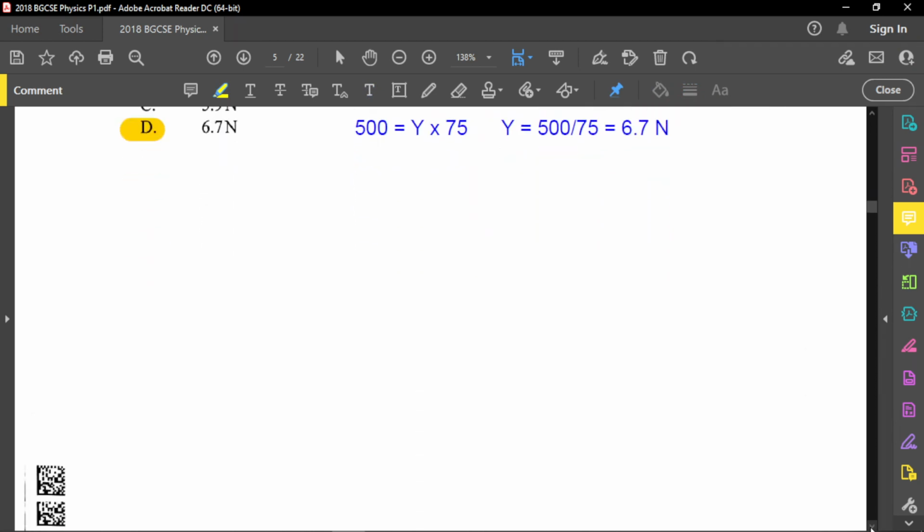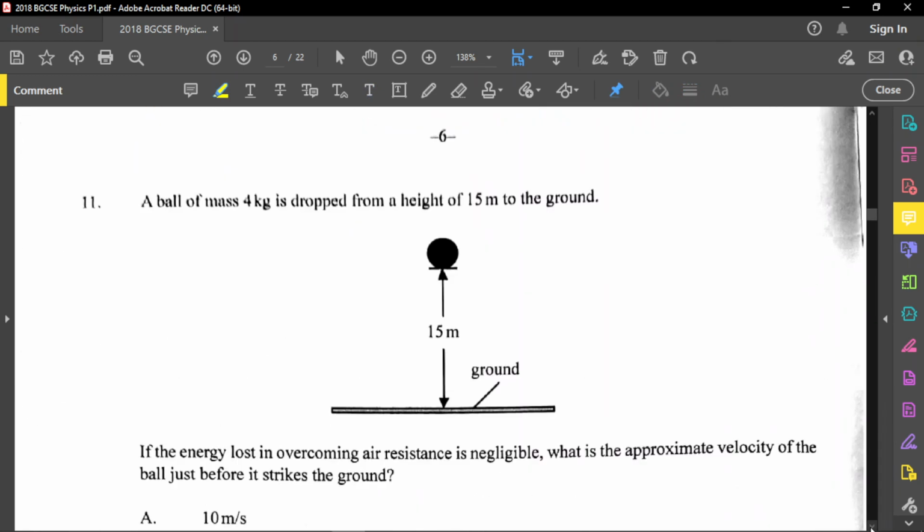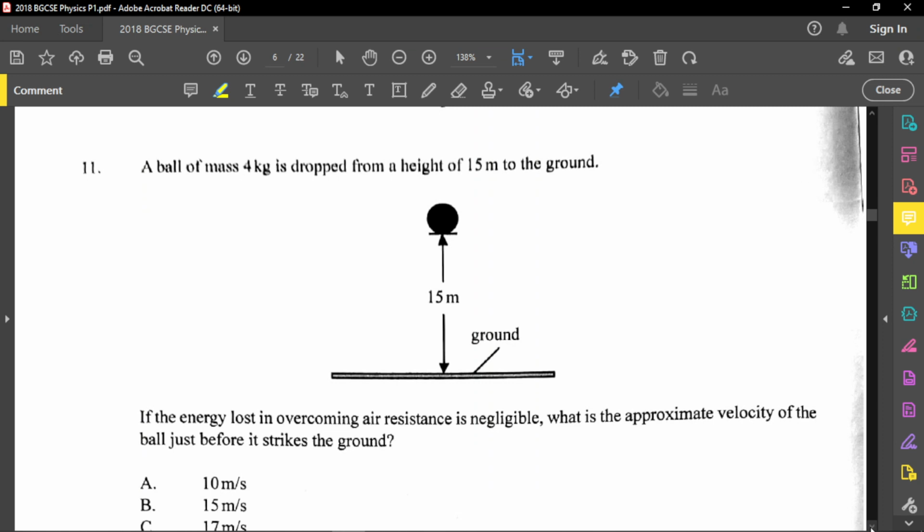So question number 11 is: a ball of mass 4 kilograms is dropped from a height of 15 meters to the ground. So here's the information now. If the energy lost in overcoming resistance is negligible, what is the approximate velocity of the ball just before it strikes the ground?